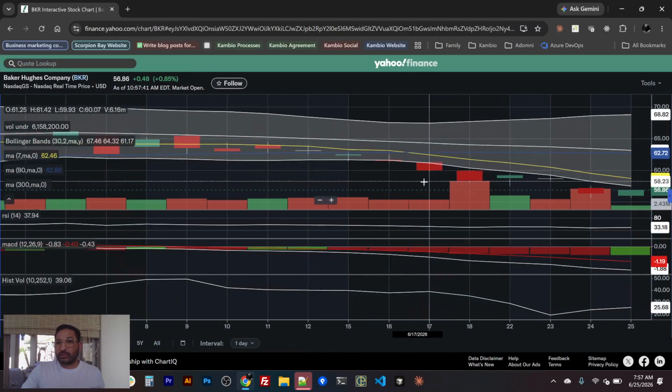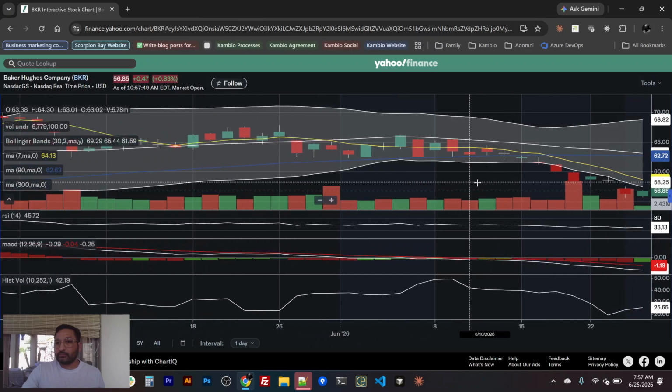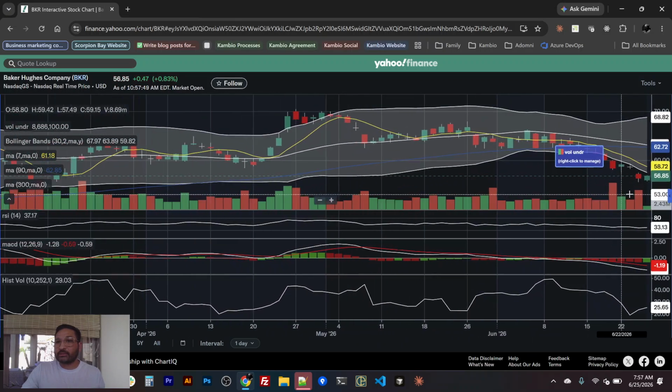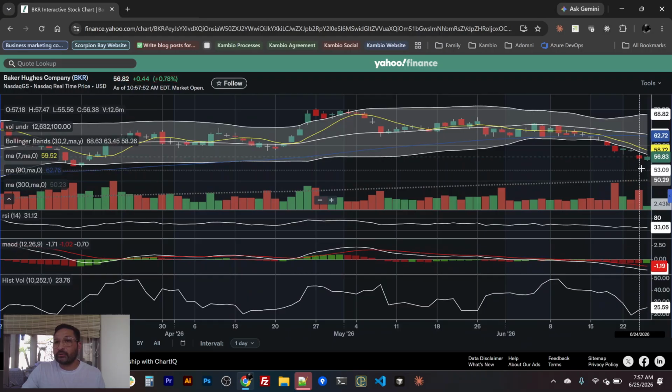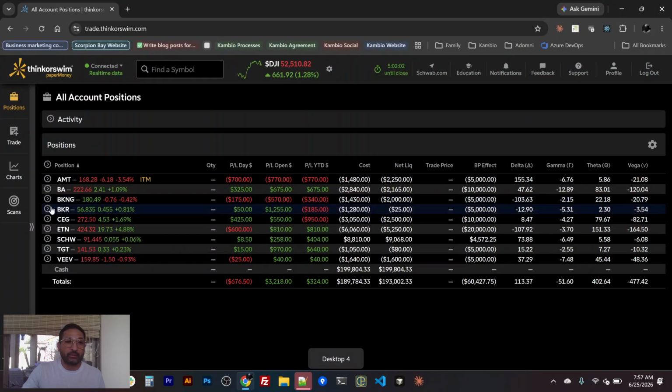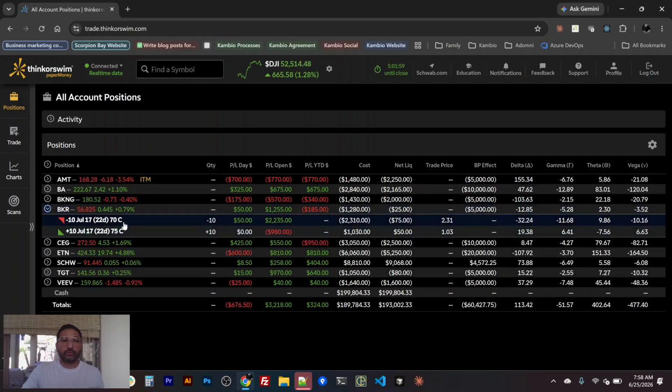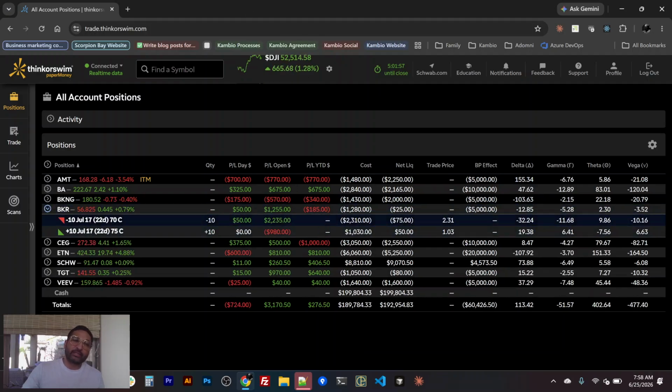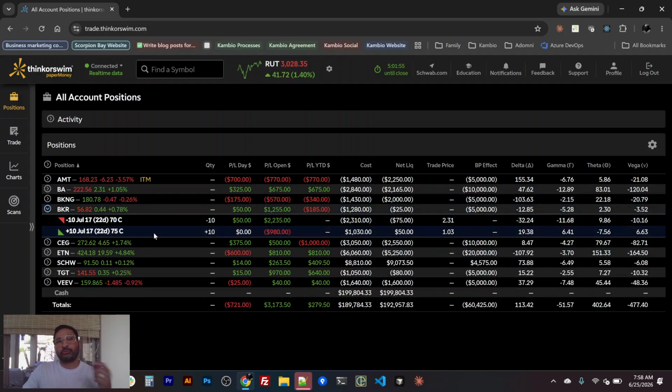Oh, these are so big. Okay, so that's, I guess, a better view. So let's see, I think our BKR is, yeah, we're only on the call side right now. We already flat exited the put side because we rolled it one time.